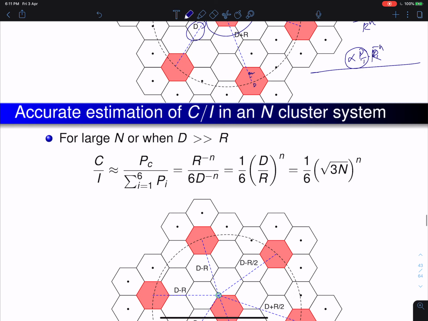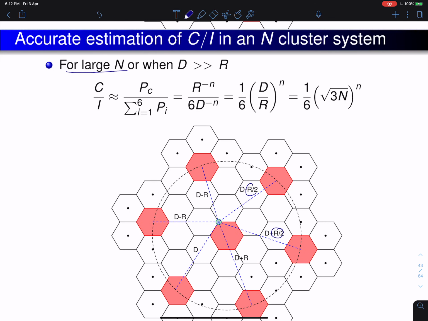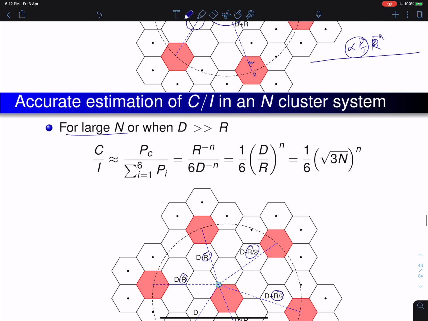Now, if you make an assumption for large values of n, 20 or higher, then d by r is going to be root of 3 into 20, or 3 into 25, so root 60. So d by r will be really, really large, and even larger for larger values of n. In that case, I can ignore r altogether. All these r's will be much smaller compared to d, so I can assume every distance is d itself. So you will get a more simplified expression. You will get r power minus n divided by 6 times d power minus n. So finally the carrier to interference ratio reduces to d by r, the whole power n, into 1 by 6.